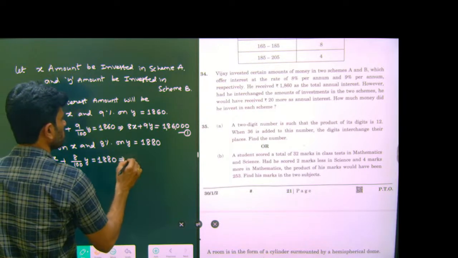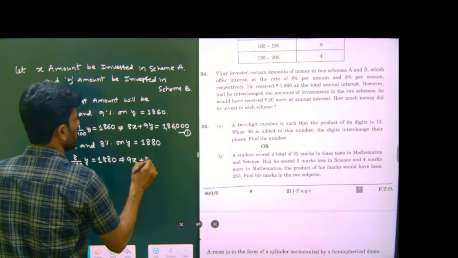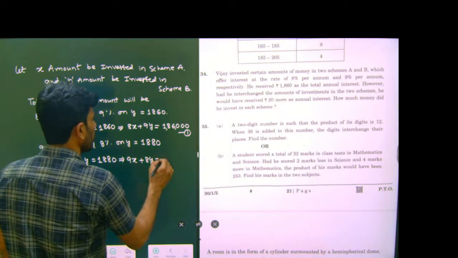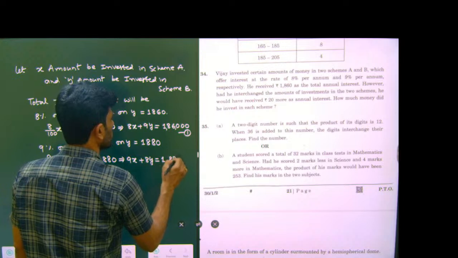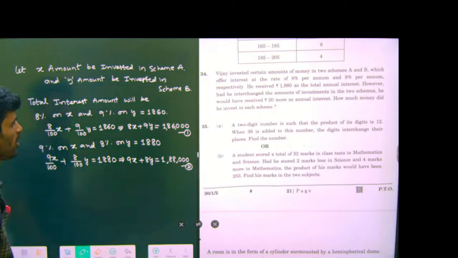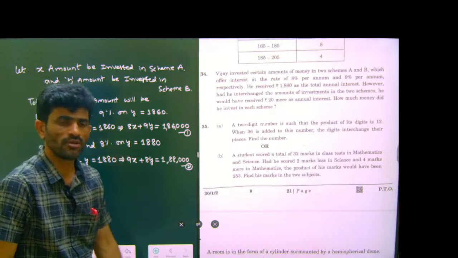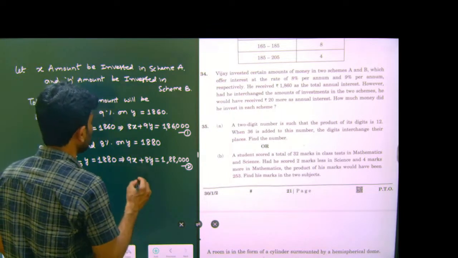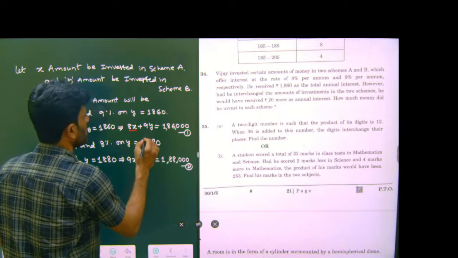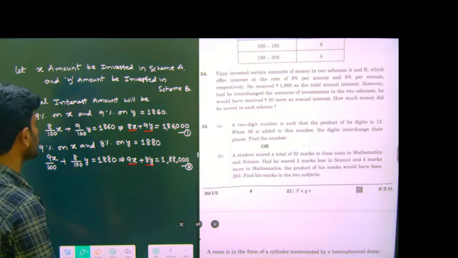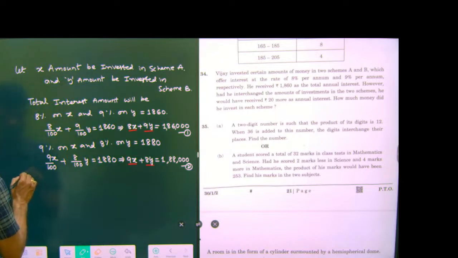This implies 9x plus 8y is equal to, if you transpose this 100 to that side, 1,88,000. This is equation 2. Now we have to solve these two equations to get X and Y. I told you one simple way. Here 8 and 9 are equal: the X coefficient is equal to the Y coefficient and the Y coefficient is equal to the X coefficient. In this case, I said to add the two equations once and subtract the two equations once.